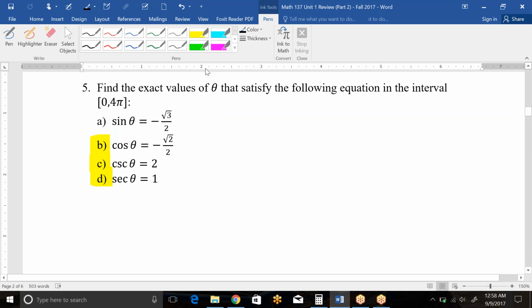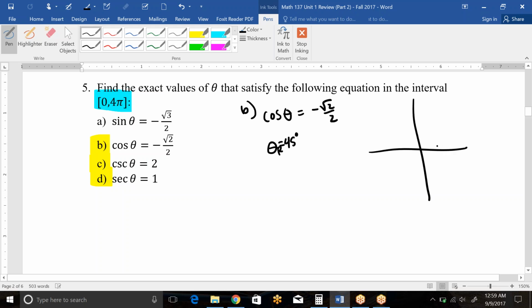So we're finding the exact values of theta that satisfy the following equation from 0 to 4 pi. That's the important part here, from 0 to 4 pi. So when we look at this first one, part B, cosine of theta is negative square root of 2 over 2. Now, that has to do with a 45-degree angle, a reference angle, because cosine only equals this when the reference angle is 45 degrees.